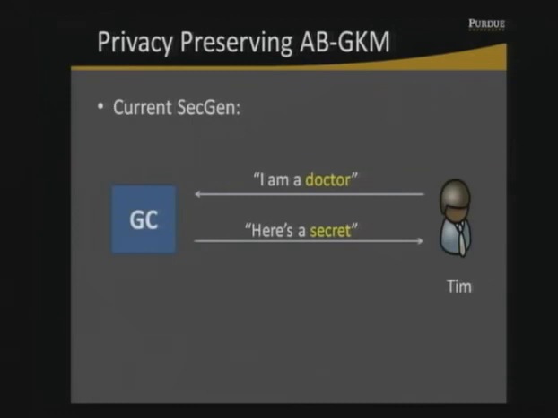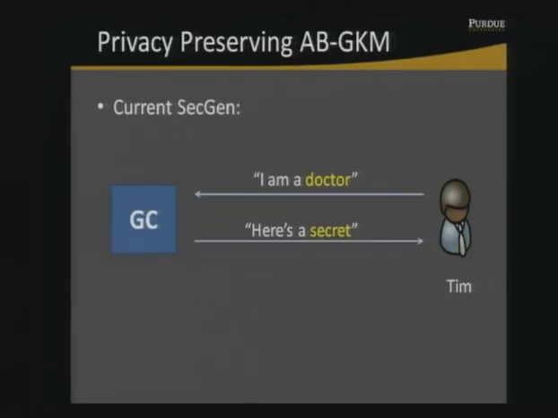And on top of that, we also want to provide privacy. So if you look at the scheme without privacy, say user Tim wants to get the secret, he will present his identity attributes to the group controller and will get the secret. So this reveals that the user has this credential. So how can we prevent this? We observed that if we can preserve the privacy of this secret generation algorithm, we can preserve the privacy of the whole group key management scheme, because this is where the user interacts.